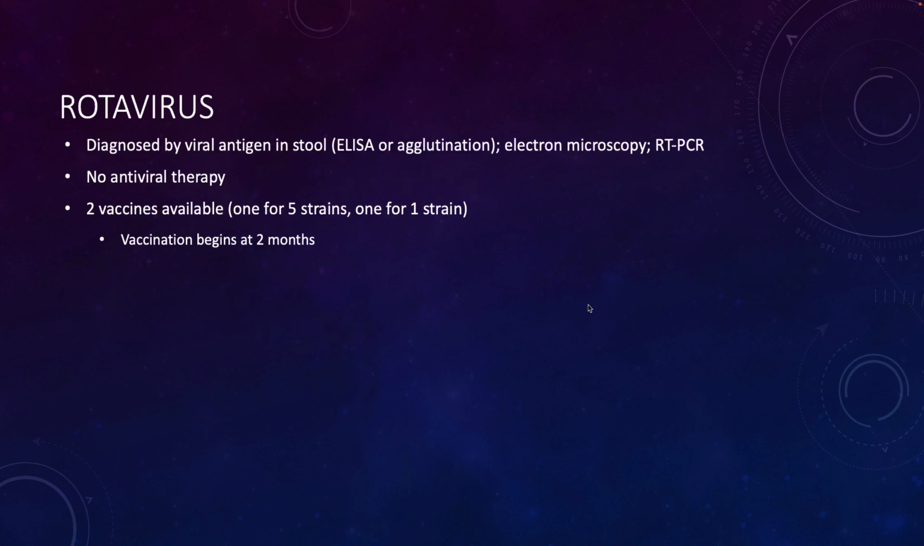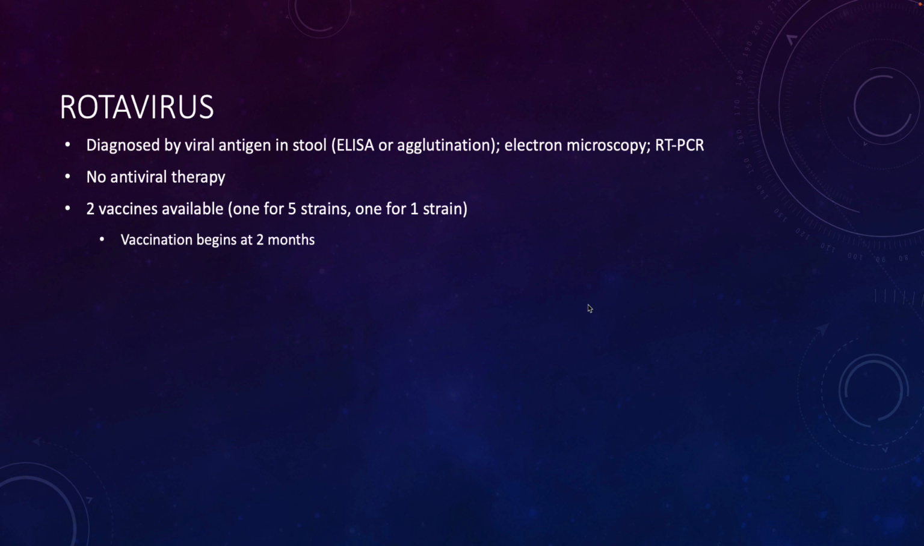The infection can be diagnosed by the presence of viral antigen in the stool. This is also one of those where you could theoretically do electron microscopy of the stool and see that really high concentration of virus, or use reverse transcription PCR to look for the viral genetic material. There are no antiviral therapies, but there are vaccines available. There are 2 vaccines available. One is available for 5 of the strains, one is available for 1 strain.